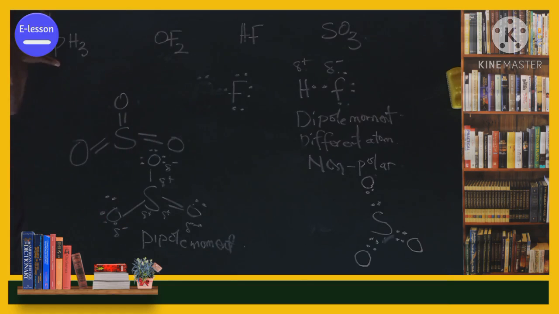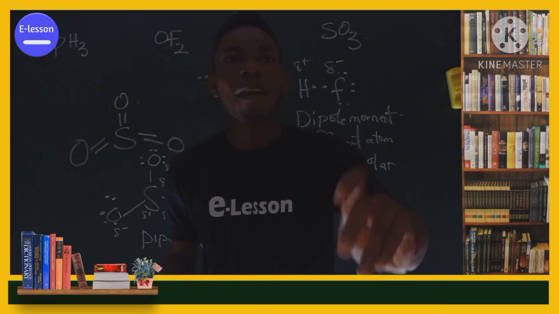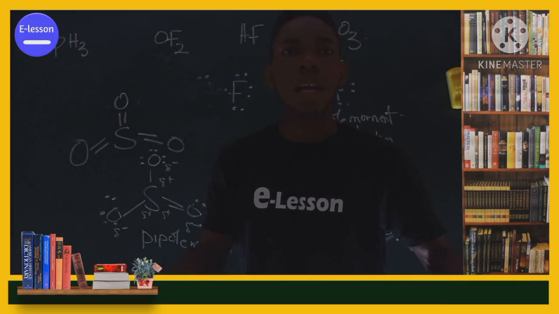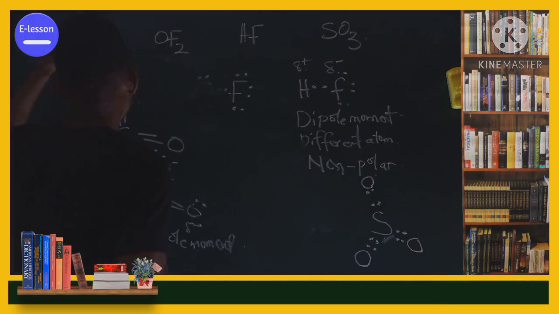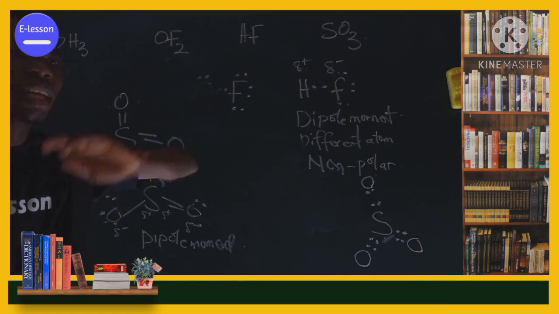Symmetrical again. Then PH3, although it has 3 of the same atom surrounding the central atom, has a lone pair. We say the condition for symmetry is that, one, it must not have a lone pair. Secondly, it must have the same atoms surrounding it. So if you look at this one that we consider, it has the same atoms surrounding it, but it has a lone pair. And because it has a lone pair, what happens to it? It is not symmetrical.